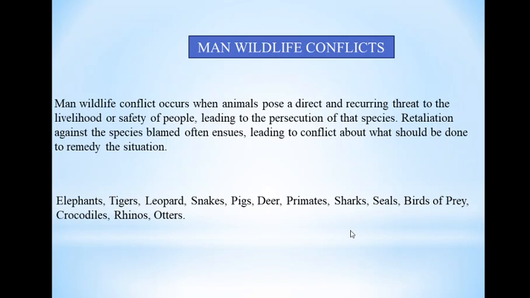Tigers and leopards are also entering into villages, and sometimes in Bombay we have heard news about a leopard living in apartments. In parts of Karnataka and Maharashtra, leopards are taking away cattle, sheep, etc., and snakes are entering houses and living areas. Pigs destroy the field crops, and that becomes a problem.